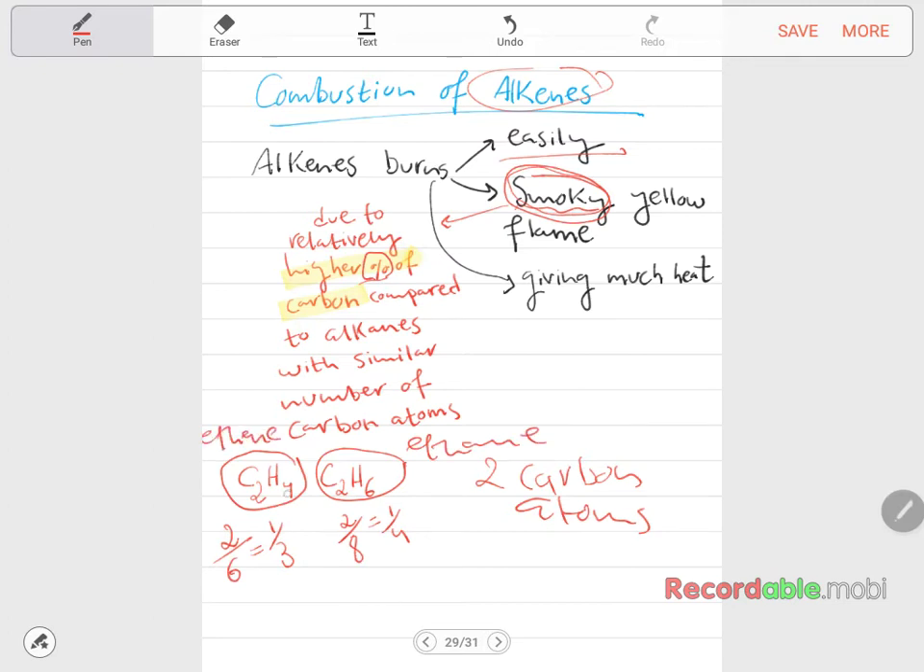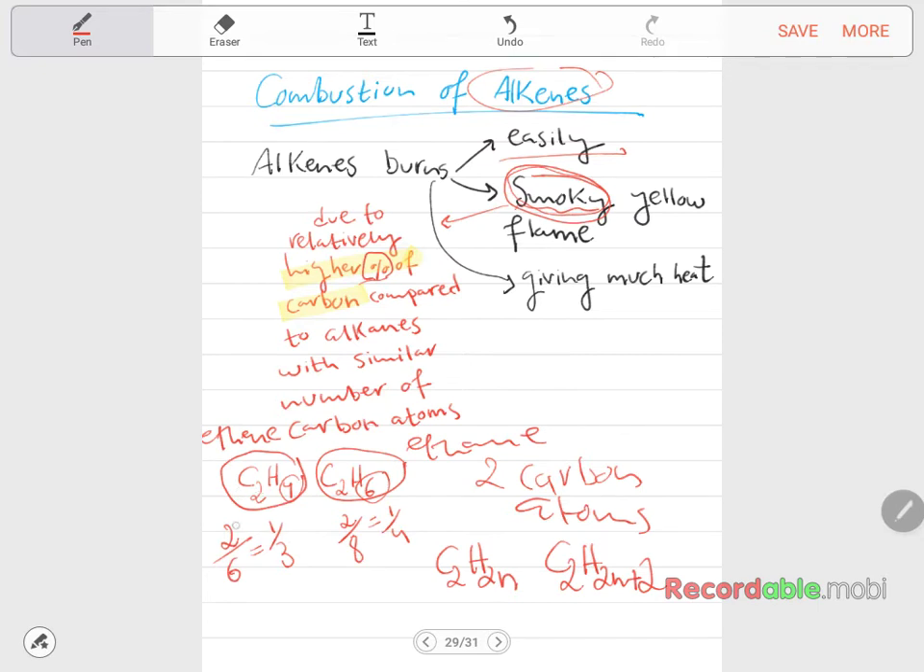As you can see, the difference is in the number of hydrogen atoms, because we know that the general formula of alkenes is CnH2n, and the general formula of alkanes is CnH2n+2. Please watch the previous parts if you haven't, because it's really important and crucial for you to understand the subsequent videos.